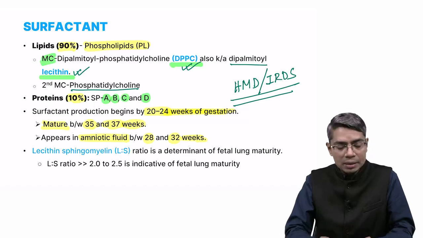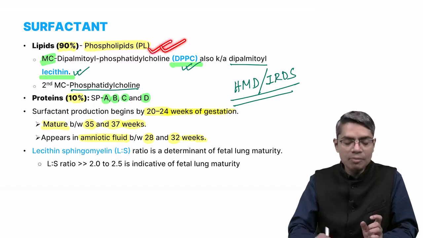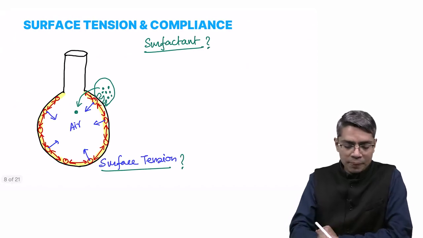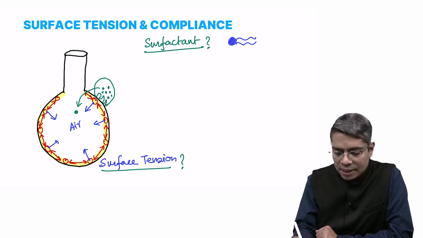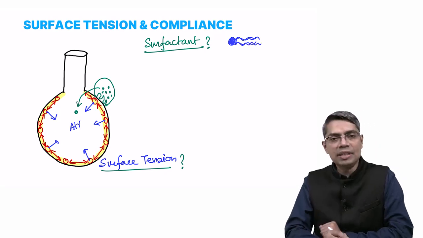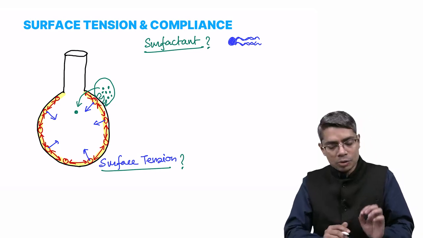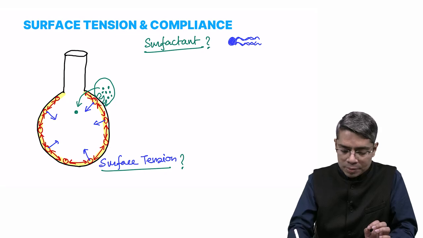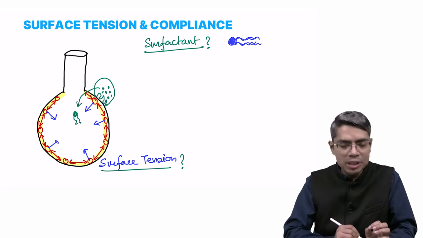Okay, so these are the composition of the surfactant. One of the major components of the surfactant is the phospholipid. Now we all know that the phospholipid is an amphipathic lipid, right? So it will have a hydrophilic head and a hydrophobic chain. Suppose the surfactant molecule has been secreted by the type 2 pneumocyte, and that's a mature surfactant. It will have a hydrophilic head and hydrophobic chain.